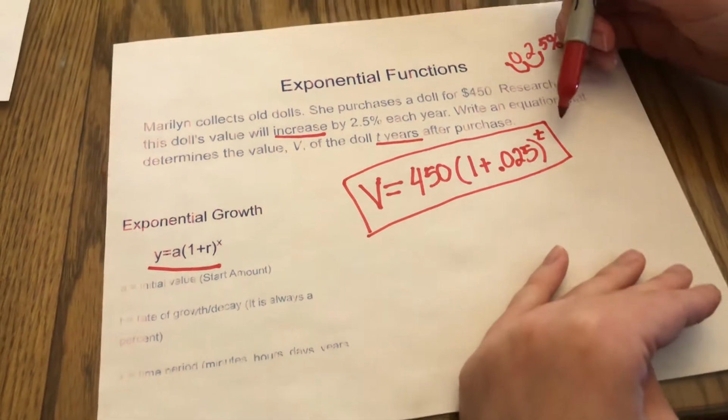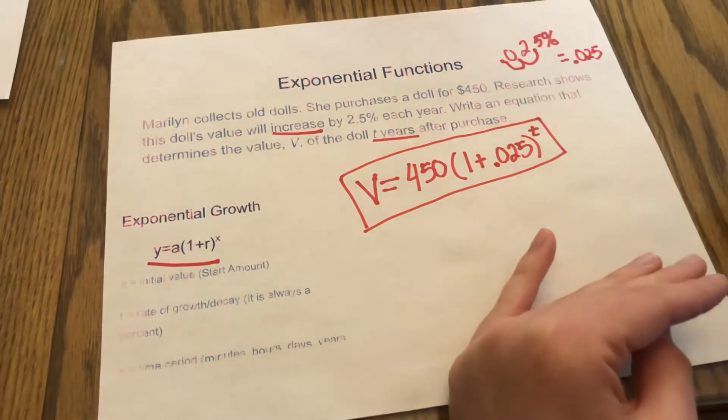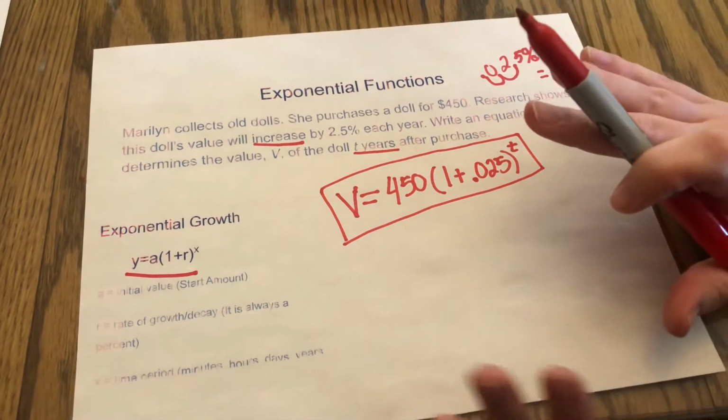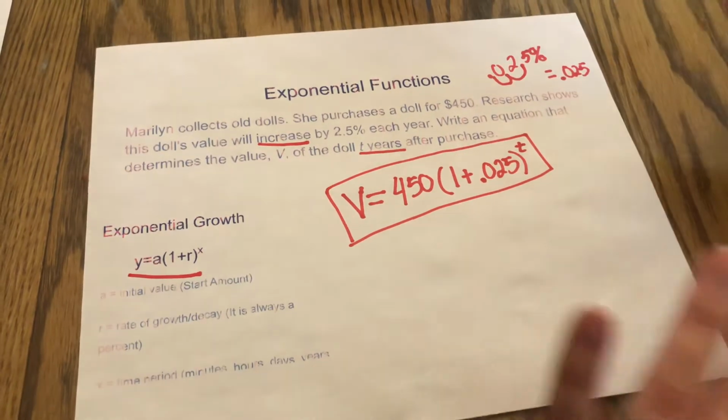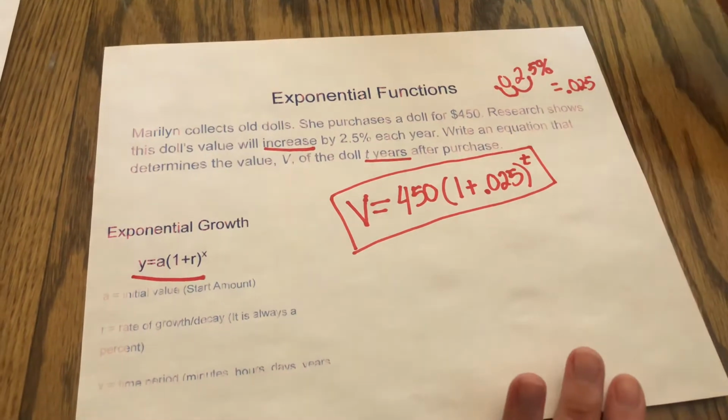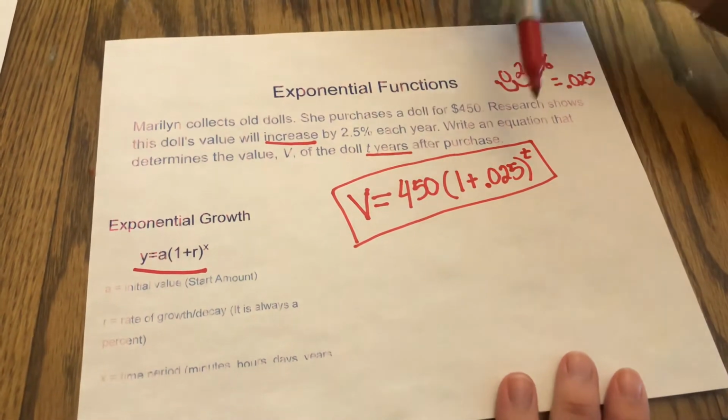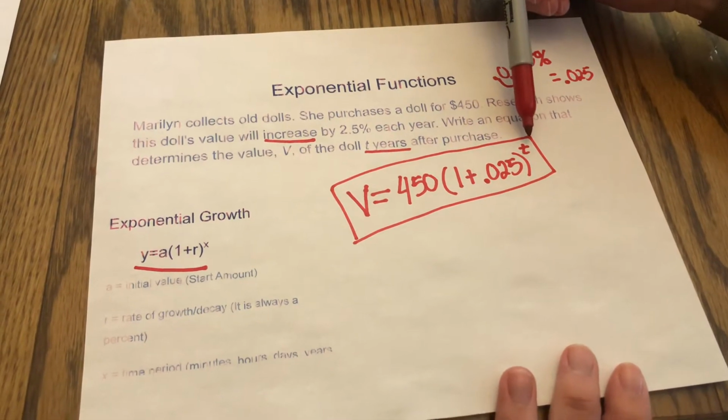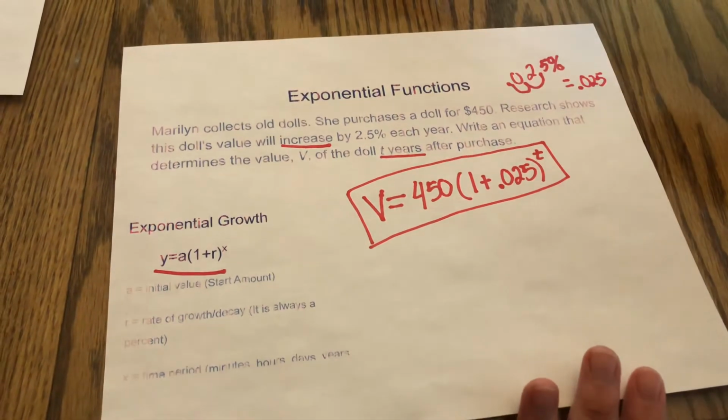Later on this week, we'll plug in values for V or for t and continue on there. But right now, for today, this is all we're working. We're creating our exponential function. So again, our initial value, our rate, our time period. They told us to use t years. I plugged in t. Let's just look at one more example.